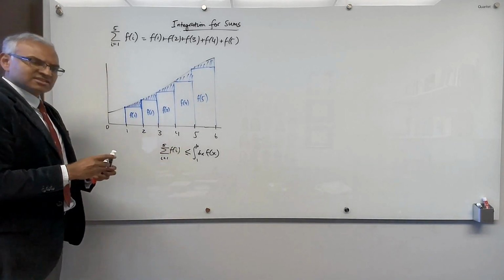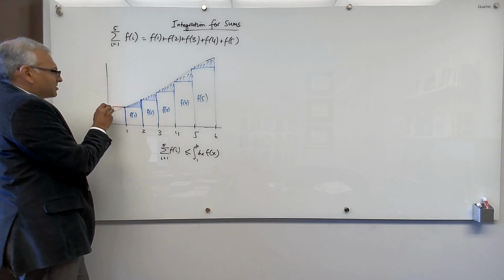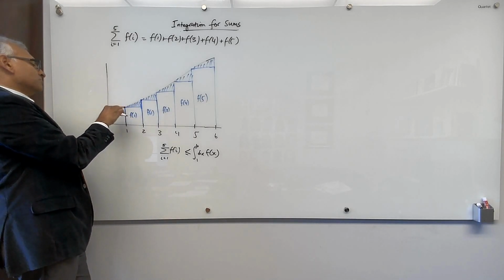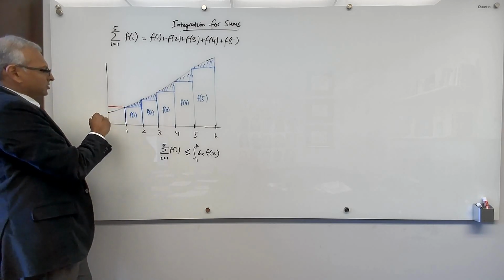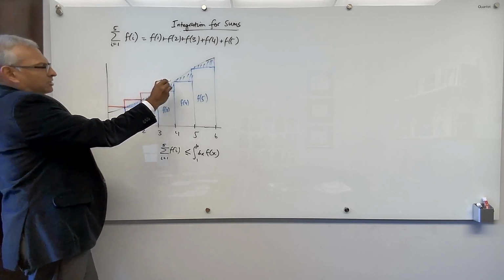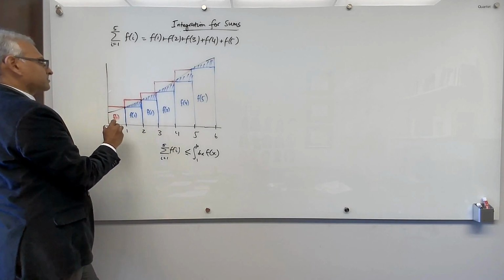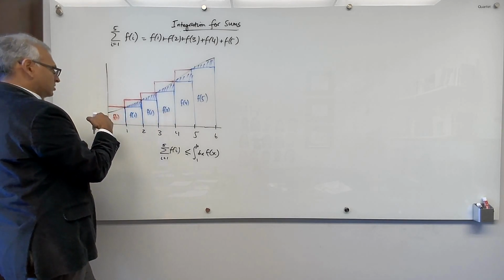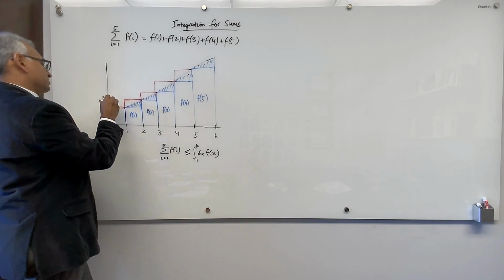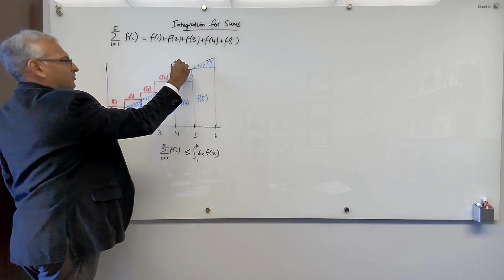Now look what happens if instead I drew the rectangles to the left. Because this function is increasing, now this line goes above the curve. So if I drew the blocks to the left, I have a very similar picture. This is now f of 1, this is f of 2. I'll write it on top. So this is f of 1, f of 2, f of 3, f of 4, f of 5.